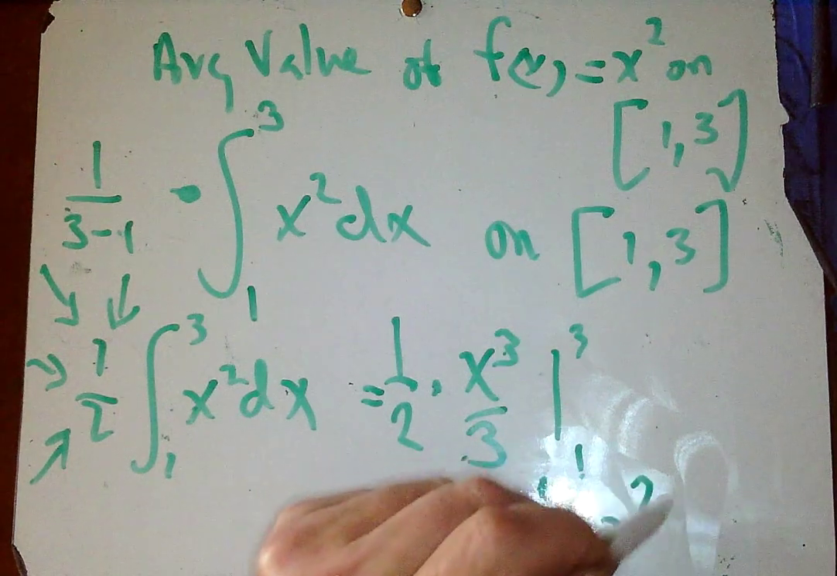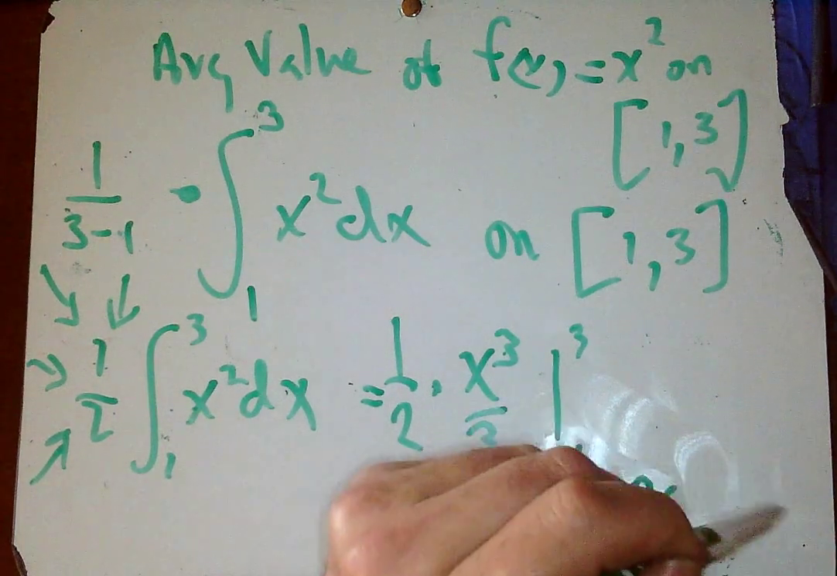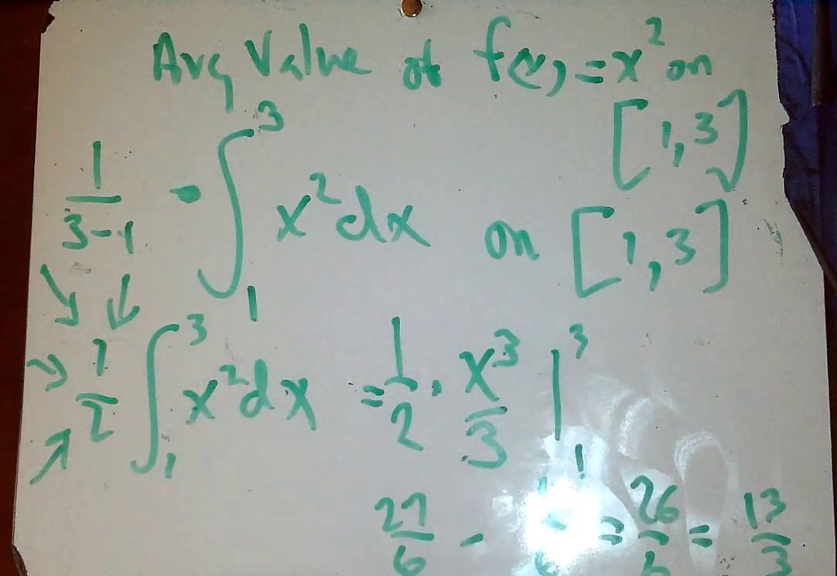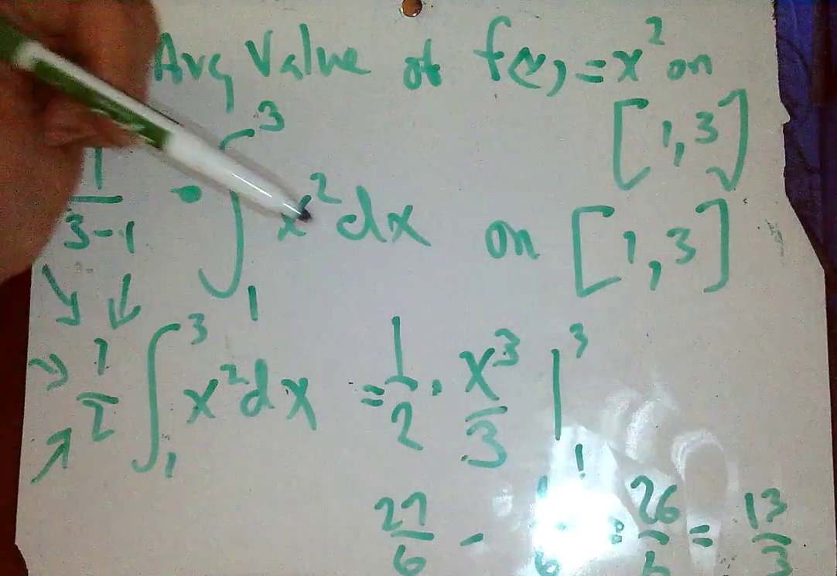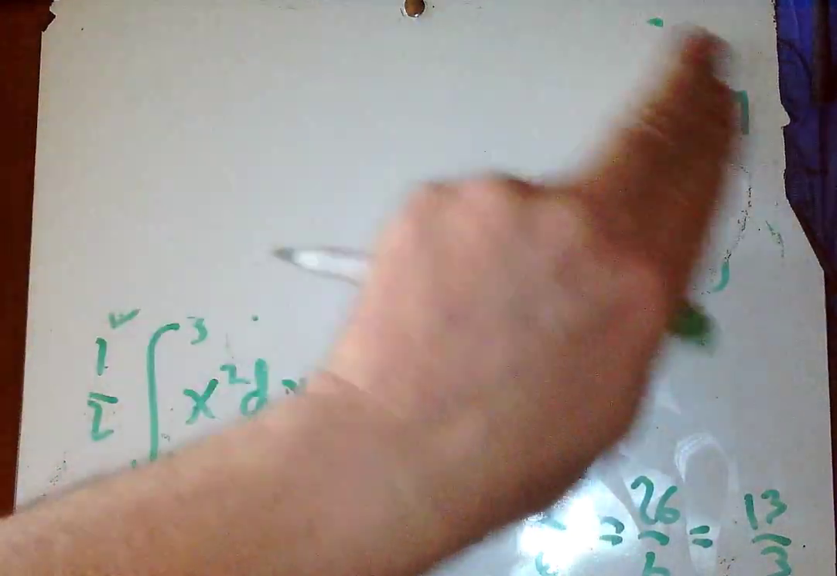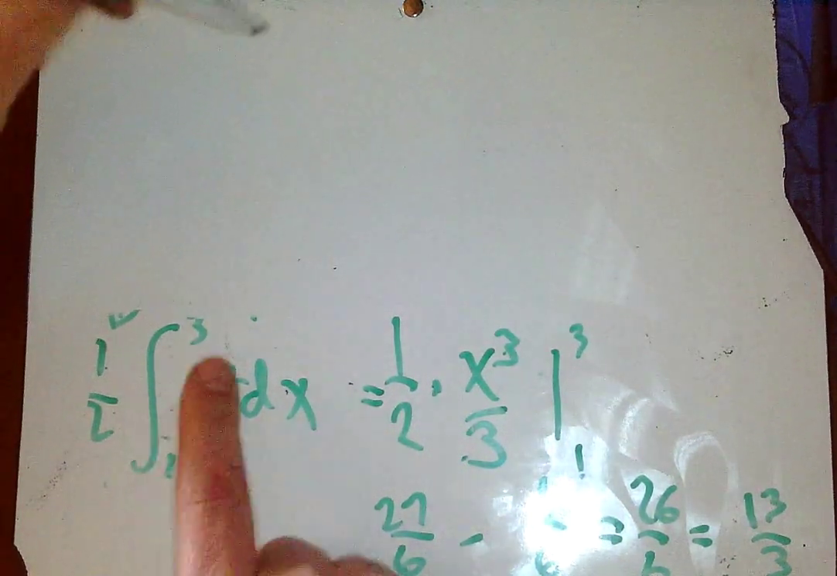So this is going to be 26 over 6, or if I divide top and bottom by 2, I get 13 over 3. Now, what's 13 over 3? What does it represent? Well, it represents the average value of this function, x squared, on 1 to 3.